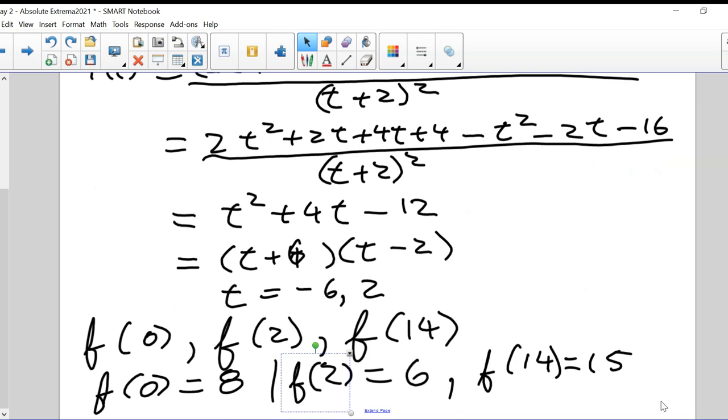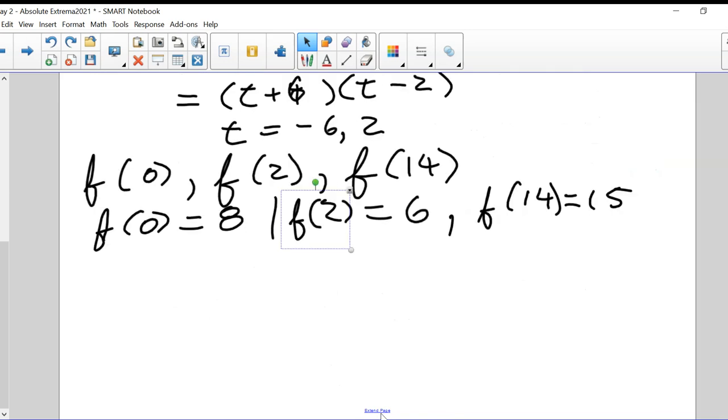So the question is, what's the answer then? Remember, we're not looking for the maximum, we're looking for the minimum. So obviously, this is the answer we're looking for: f of 2 is equal to 6. That's the minimum intensity. And that's it. That's all. We're done.